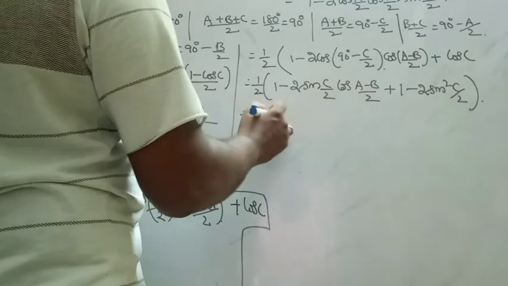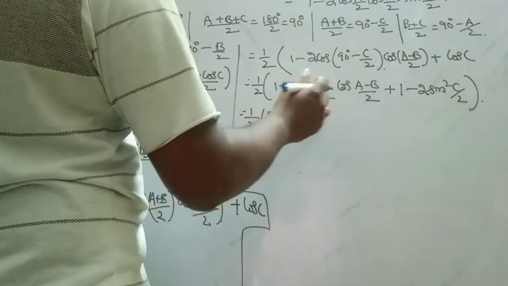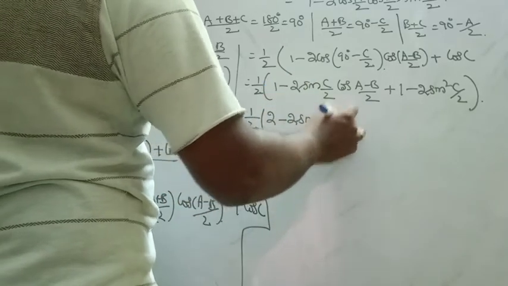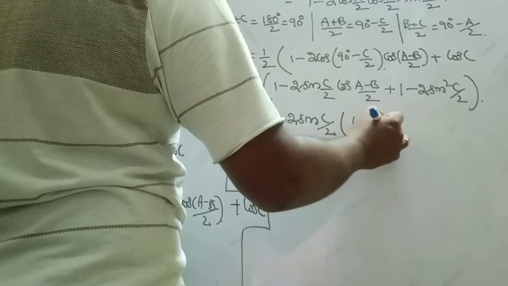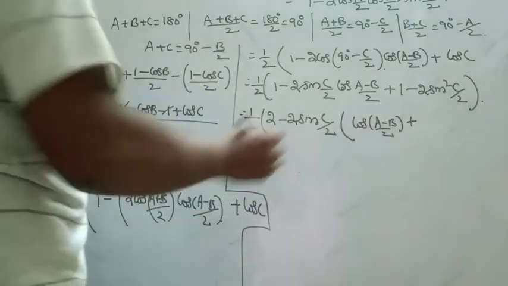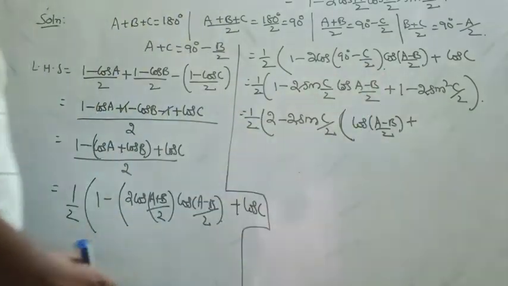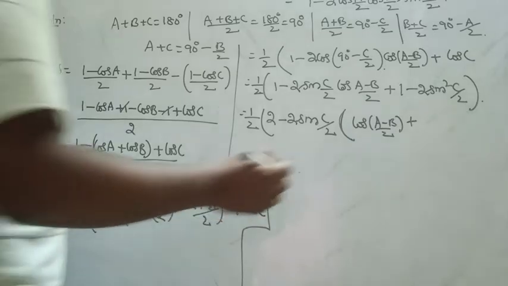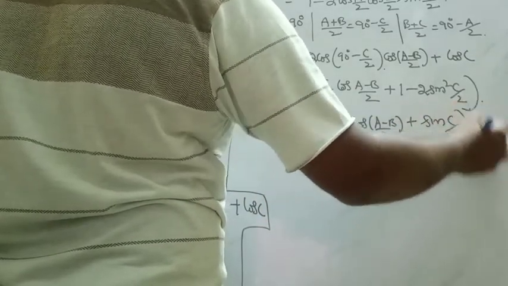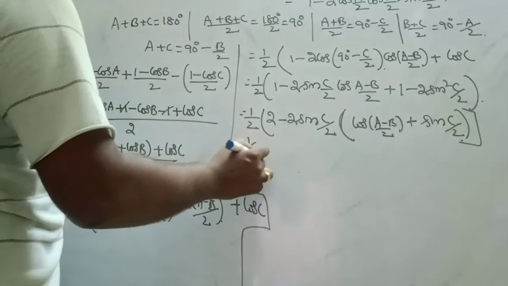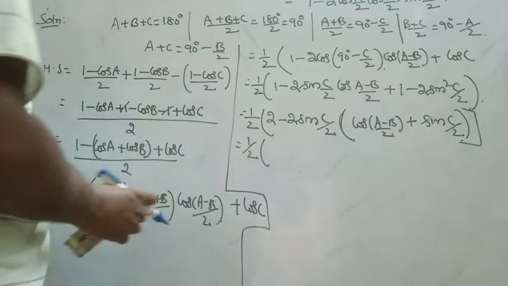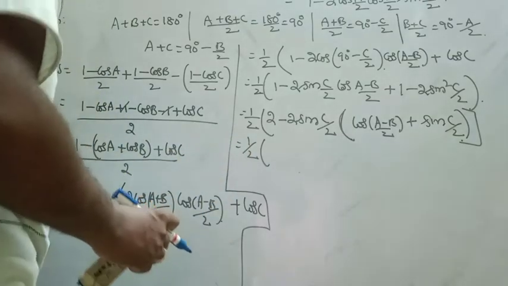Now see, 1 plus 1 is 2, minus 2 sin C/2, if you take common in this, you are going to have cos (A − B)/2, plus, because we are taking minus 2 sin C/2 common, then we get 1 sin C/2 like this. Such a beautiful way. Now this is 1/2 into, we can take 2 common, of course.